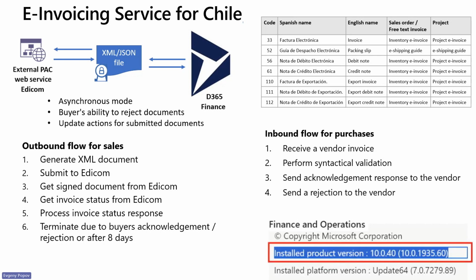The purchase invoices are imported into the vendor pending invoice entity for further check and approval and posting. The Chilean specific requirements for the integration are fully supported. This includes update actions for submitted documents to perform updates on the documents based on the latest response from the SII tax authority. And also it supports the buyer's ability to reject business documents.